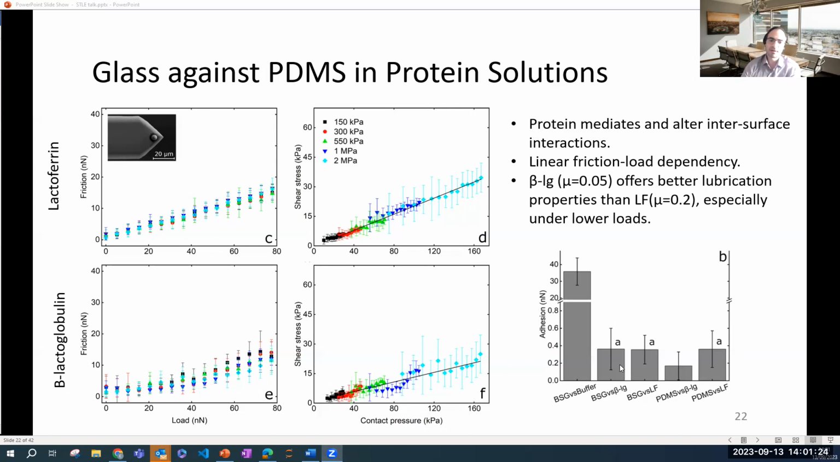They also exhibited different behavior than previously. In the presence of lactoferrin, the friction increases linearly with load, with a coefficient of friction of about 0.20 for all surfaces.